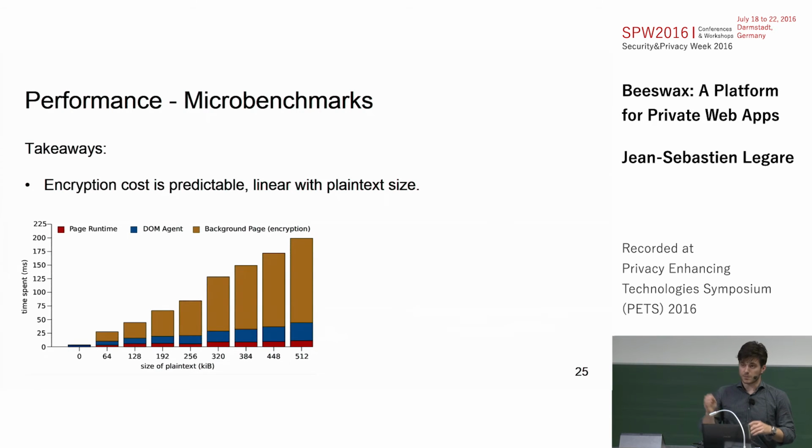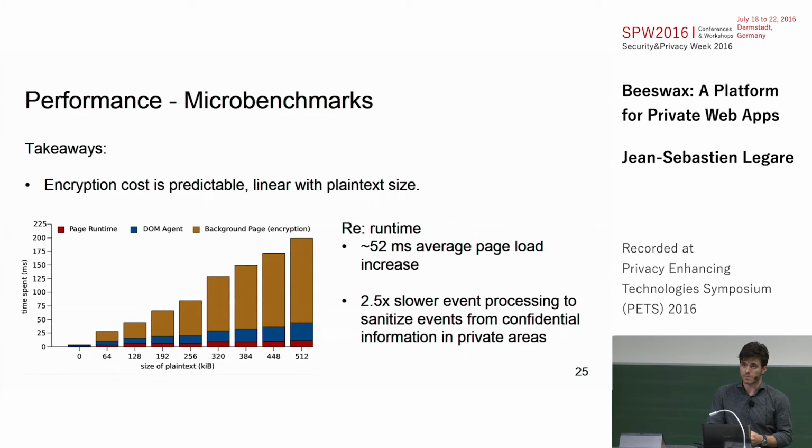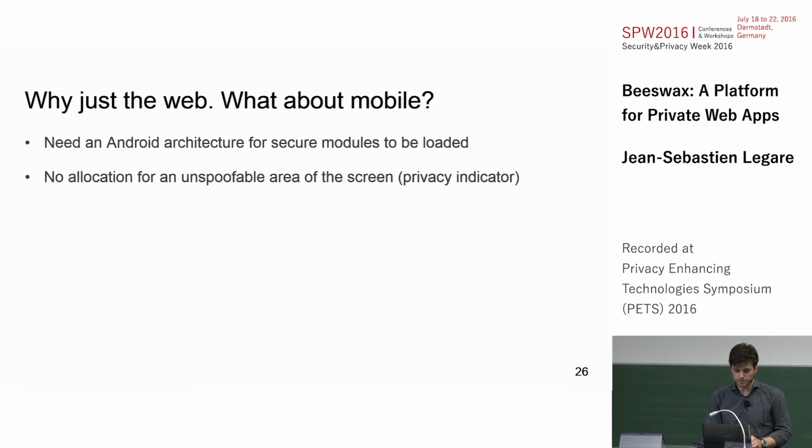We do JavaScript encryption in the background page, and the cost of encryption is predictable, linear with plaintext size, so really no surprises there. We have to instrument the runtime of the page, so there's a 52 milliseconds page load increase for our prototype. And when you interact with the page, the events, we have to do some extra processing to filter out confidential information from events. It's 2.5 times slower to process events, but when you browse, in our experience, it's not perceptible.